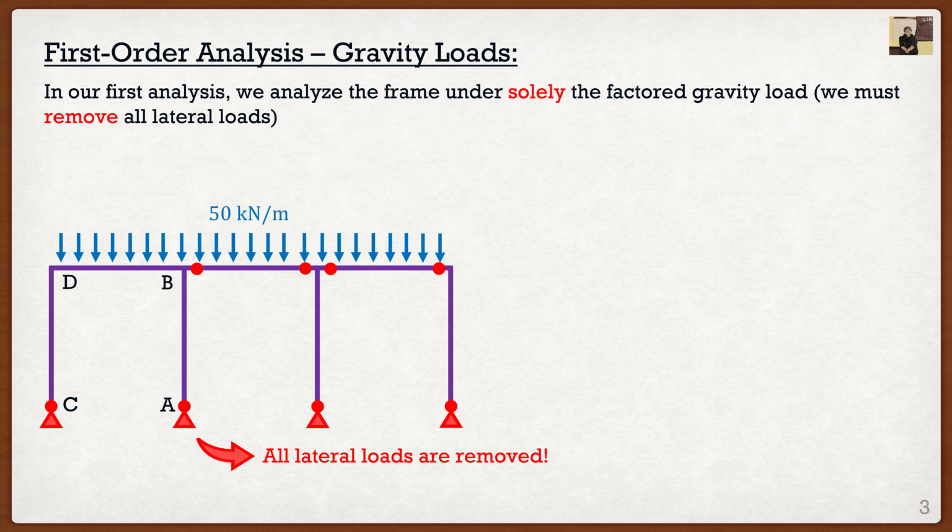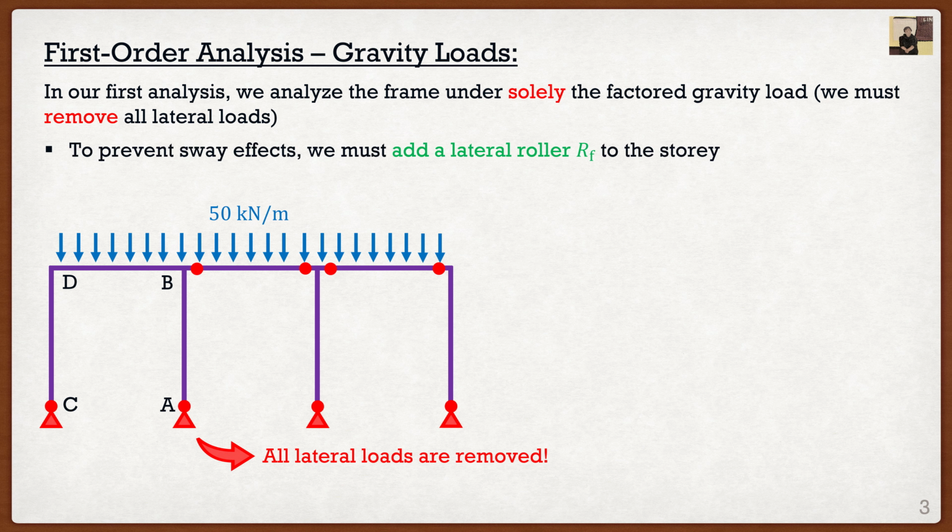Now we actually have to do a couple funny things. The first one is, to prevent any sway effects, we must add a lateral roller to the story. This is why I picked a pretty beefy column for column AB or member AB. If you go to the S-frame analysis, what you'll see is under solely gravity loads, the frame will actually have a tendency to sway to the left because of the additional stiffness of column AB. We don't want that in our gravity analysis. We want our frame to stay perfectly vertical. We don't want it swaying left or right. So what we do is we add a roller to the end of the story.